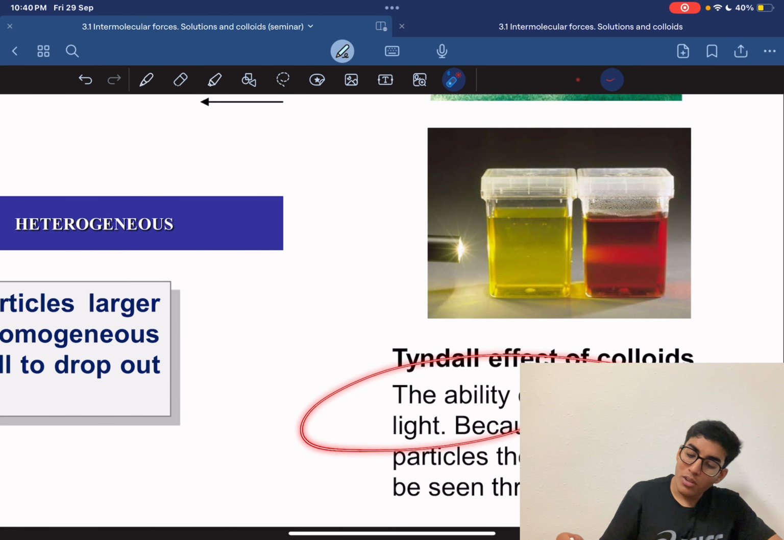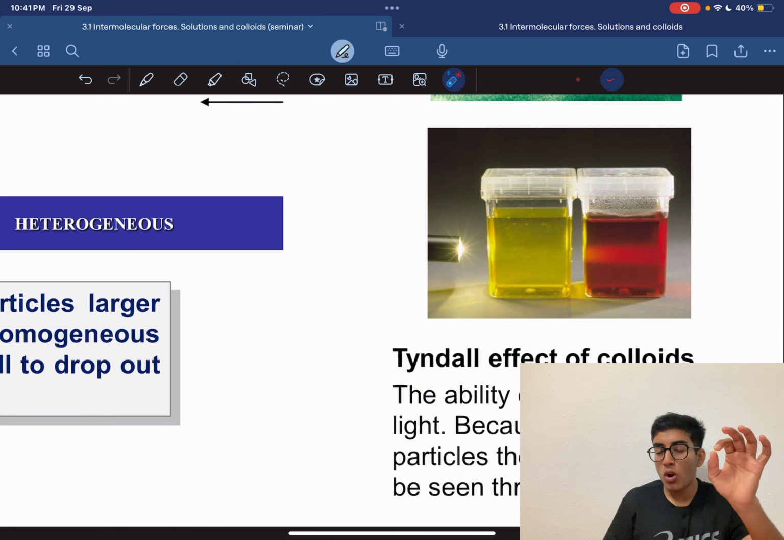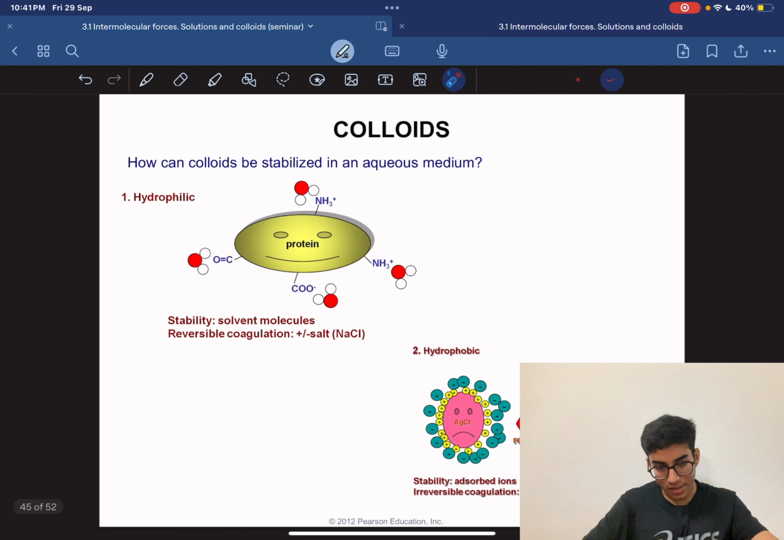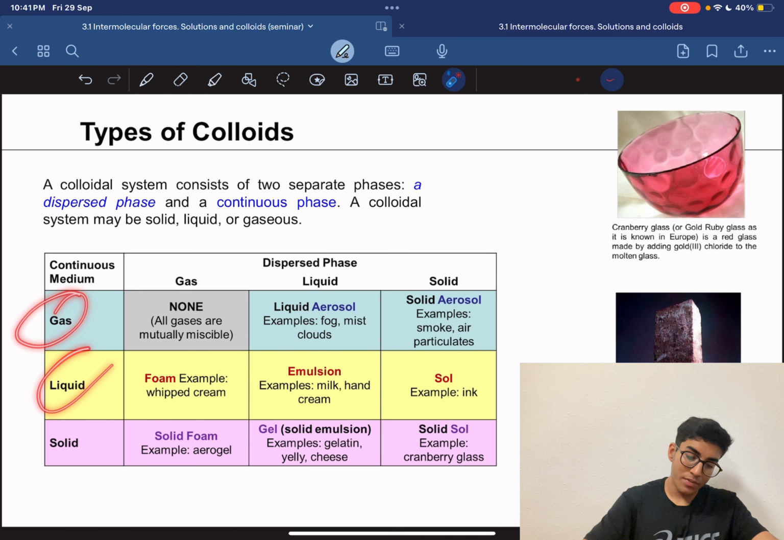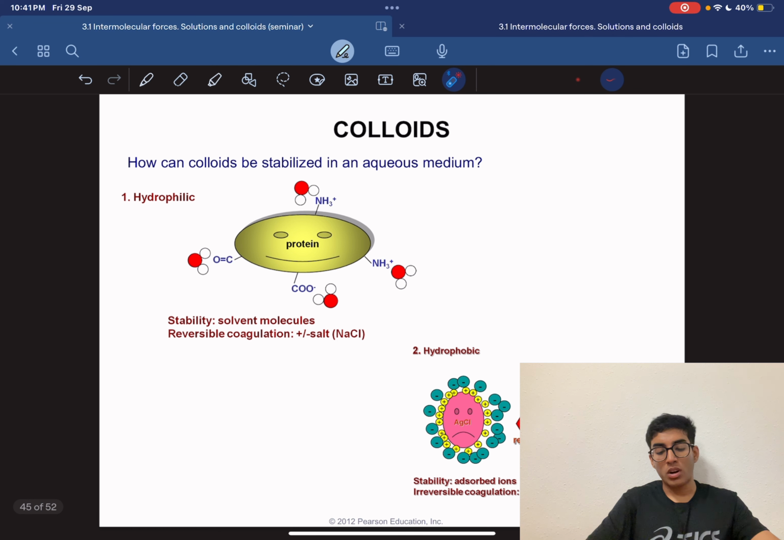The Tyndall effect is the ability of a colloid to scatter light because of the size of its particles, so the beam of light can be seen through the colloid. The particles are not so small that they don't scatter at all, and not so big, like mud water, that they cannot scatter light. But colloids can. Types of colloid: the continuous medium means dispersion medium, and these are all types. Not very much to ask about this. Colloids can be stabilized. Let's talk about hydrophilic and hydrophobic molecules.